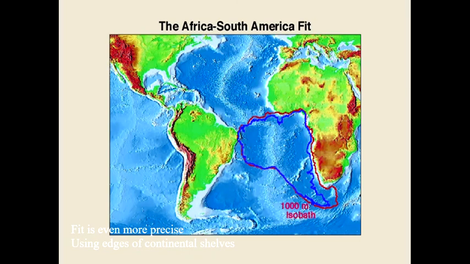You can look a little bit closer at this Africa-South America fit today. Because we have satellites that can peer through the oceans and we can see the edges of the continental shelves rather than just the shorelines, the beaches, the fit is far more precise. So the blue outline would be the fit of South America's beaches to Africa's beaches. The red outline fits this edge of the continental shelf, and the fit is far more precise. So we have verified his original idea many, many decades later.